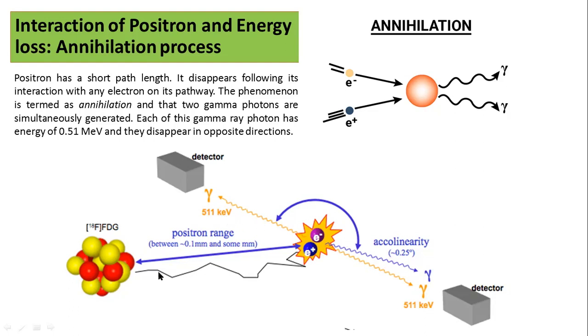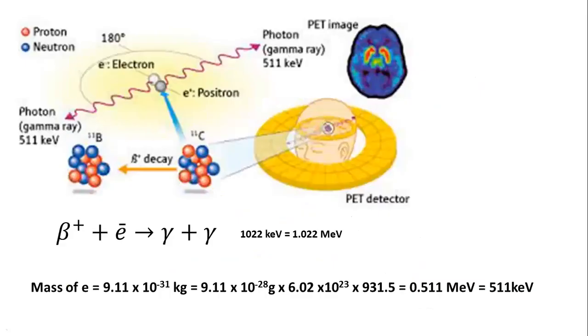So this is the process of the interaction of positron and the loss of energy with the annihilation process. This is very simply mentioned over here. This is the positive, negative, and they are going to interact. They are annihilated with the formation of the two gamma rays having the energy of 0.51 mega electron volt. So that is where the 0.51 mega electron volt is coming from, and this is a very simple example.